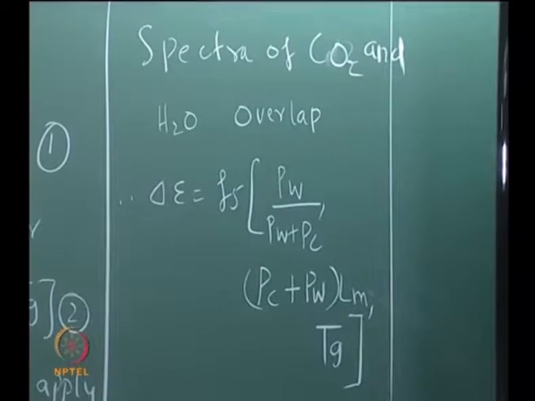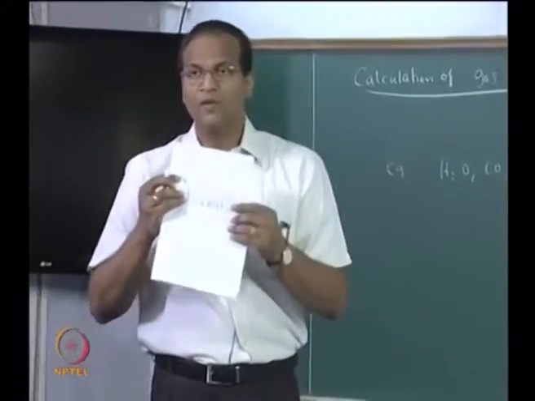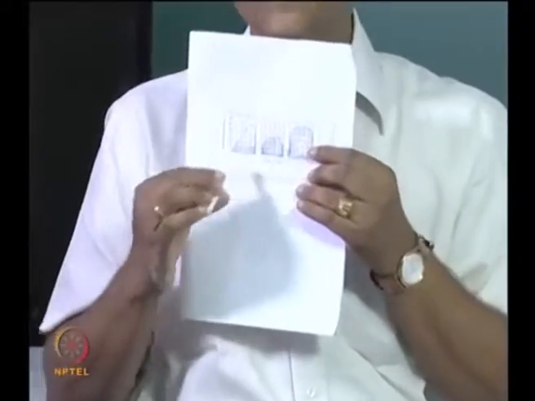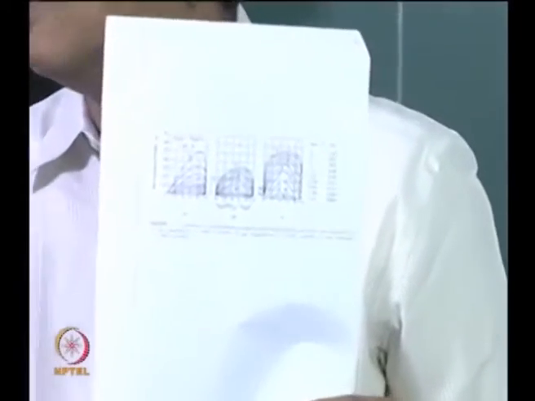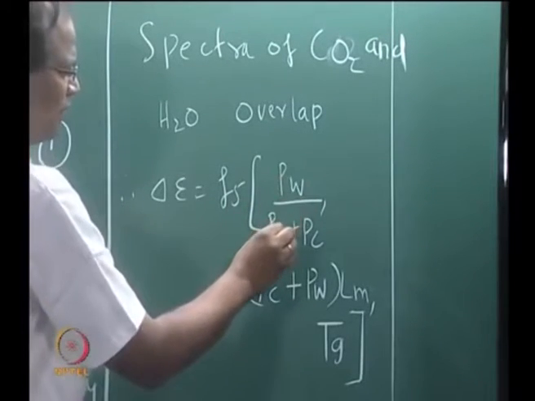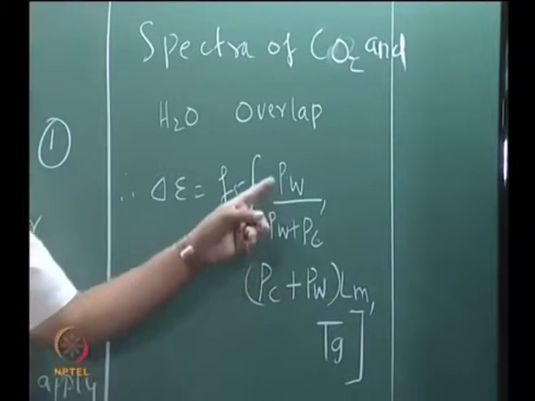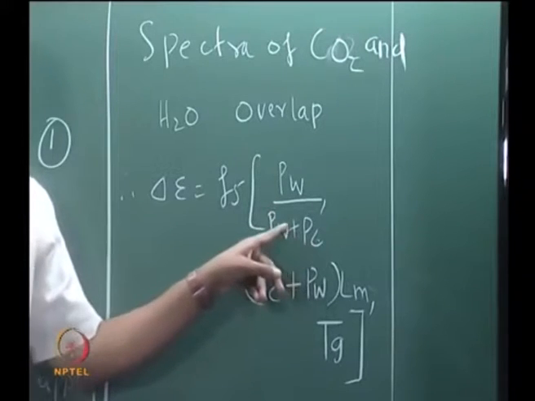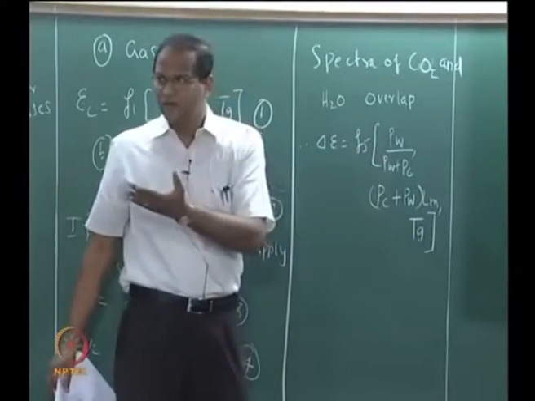Please go to the last page. This delta epsilon is given, 3 charts are given for this delta epsilon. Unfortunately these are available only for 3 values of temperature. Please note that in order to use this chart I have to work out these 2 parameters: partial pressure of water vapor divided by Pw plus Pc, and Pc plus Pw into mean beam length, and Tg. Do not assume that Pw plus Pc must be equal to P total. You can also have nitrogen and other inert gases in the gas mixture.